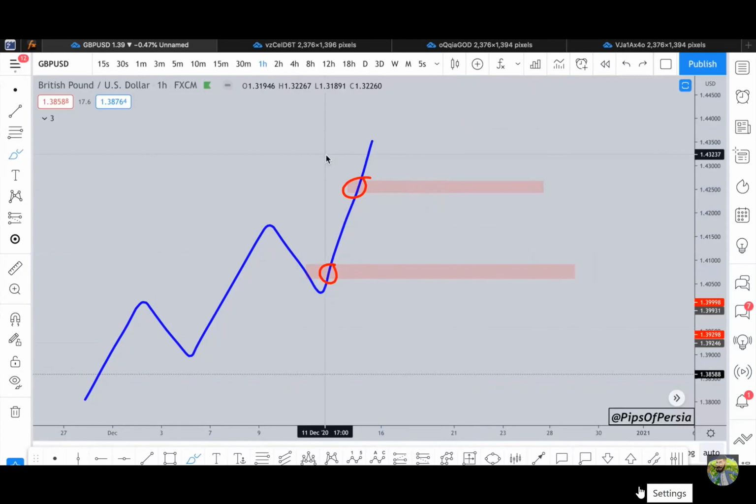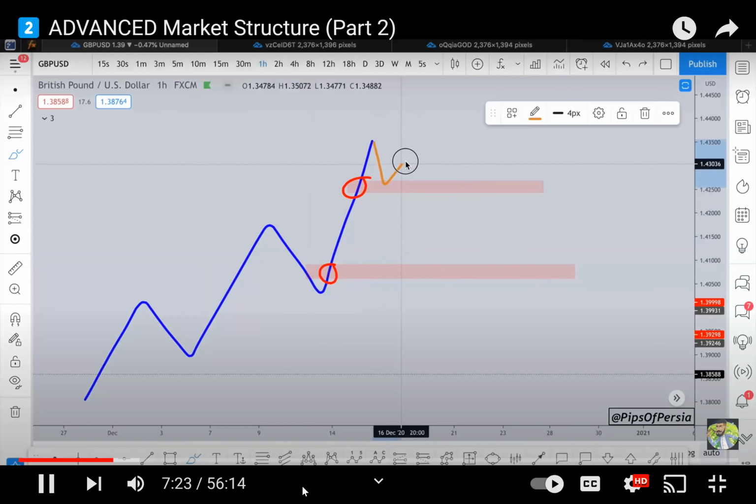So instead of me trying to choose between these points of interest and trying to figure out which one the market is going to bounce off, all I do is mark up my points of interest and go to the lower time frames and pay attention to the market structure on this pullback.